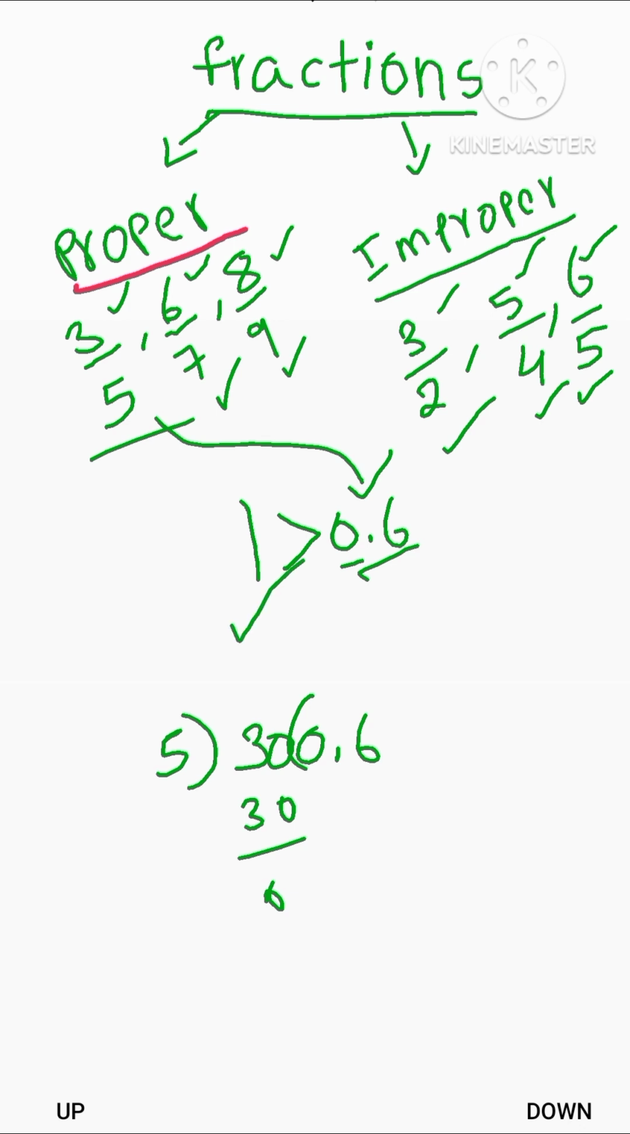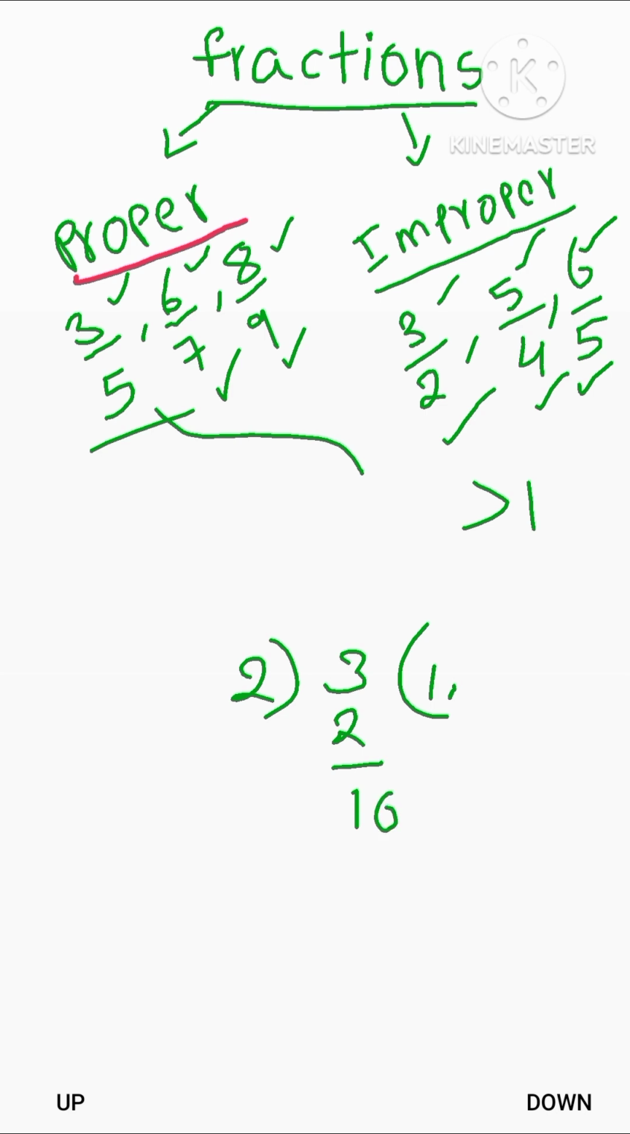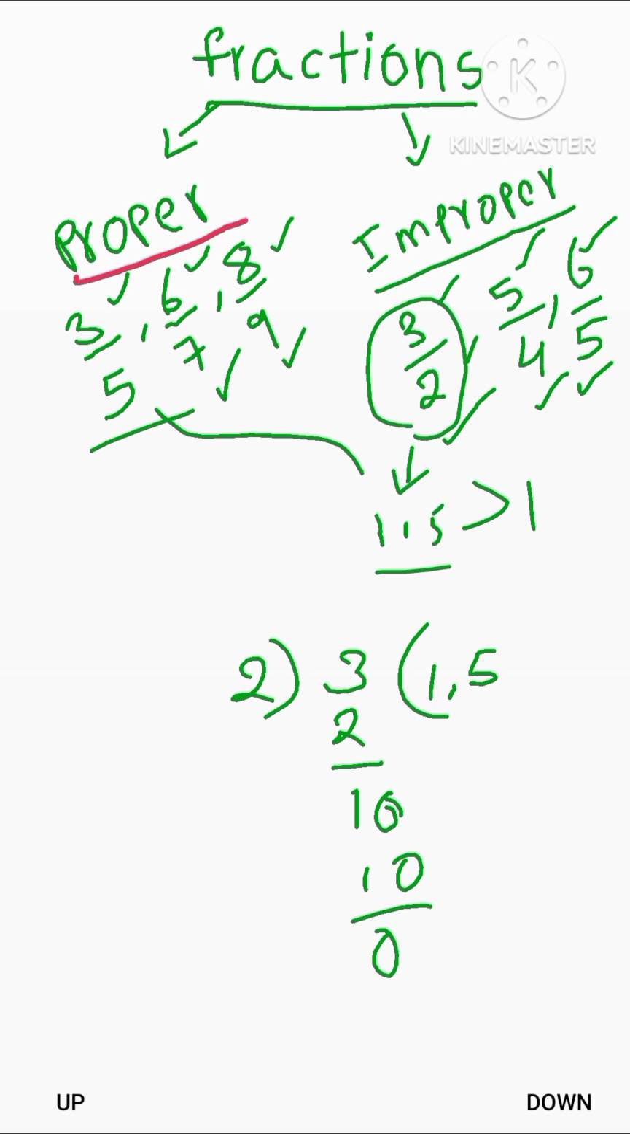Okay. Next, improper fraction. The value of any improper fraction is greater than 1. Okay. For example, take 3 by 2. Here the divisor is 2 and the dividend is 3. So 2 ones are 2. Remainder 1. Put a decimal point on the right side. So here we get 0. 2 fives are 10. Remainder 0. See here, 1.5 is greater than 1. So the value of 3 by 2 is 1.5 and that is greater than 1. Okay. So the value of any improper fraction is greater than 1.